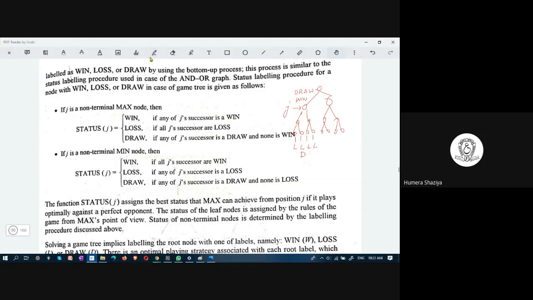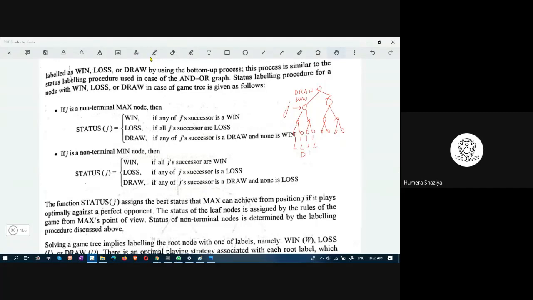Please remember these rules. First, win if any one successor is a win. Loss when all the successors are loss. Draw when any one is a draw and there is no win. And if J is a non-terminal minimum node, nodes can be min nodes and max nodes. There is a max, which is the computer playing the game against the opponent.